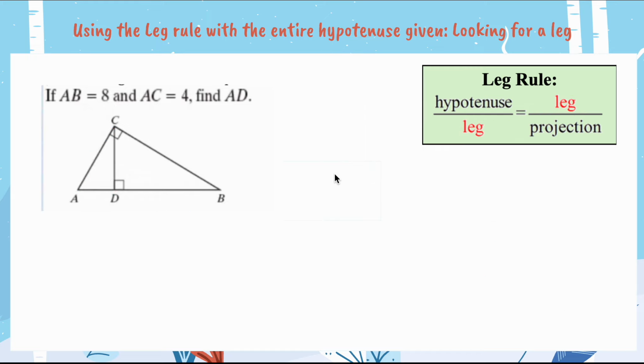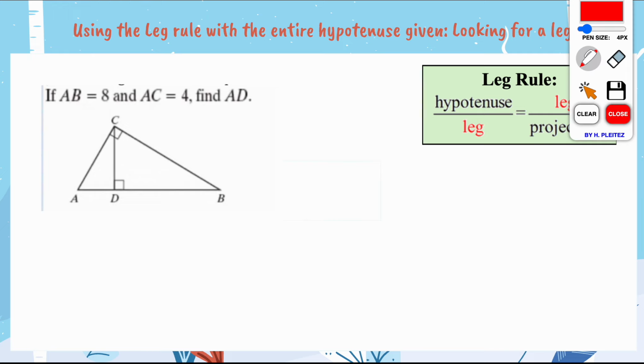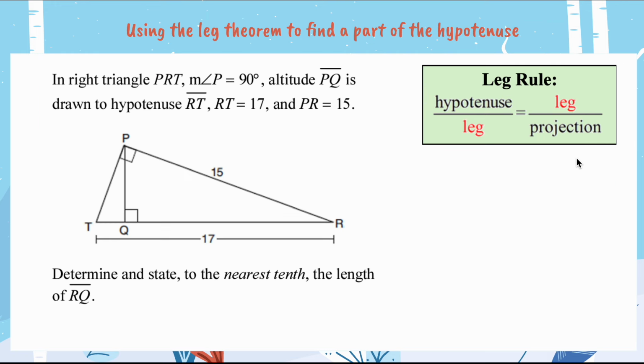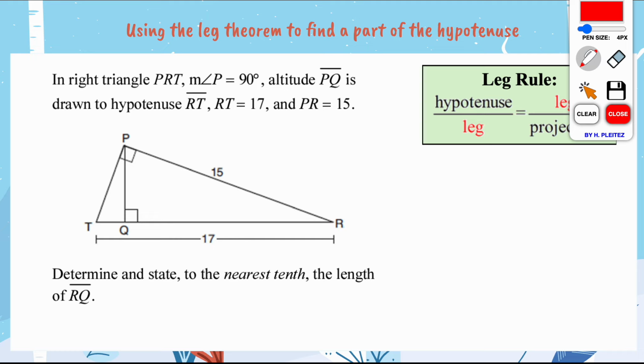All right, let's get into a different example. So this was an example where we're given the entire hypotenuse, right? We were given that this whole piece here was 8, and we were looking for the projection here. But in the next example that we're going to work with, it's going to be slightly different. So let's label what we have.